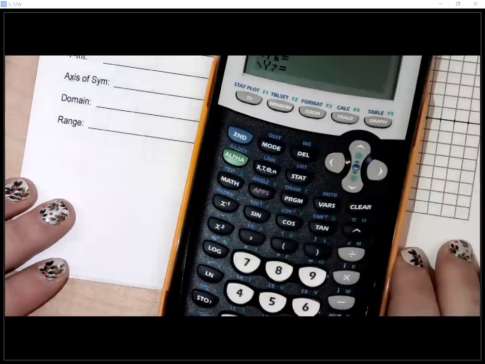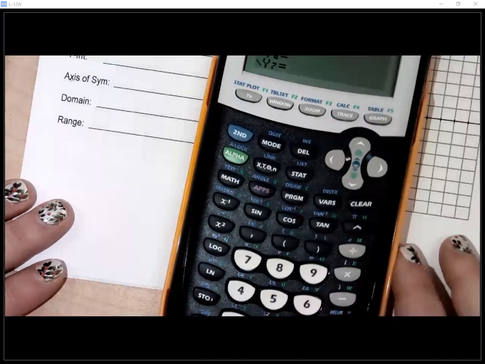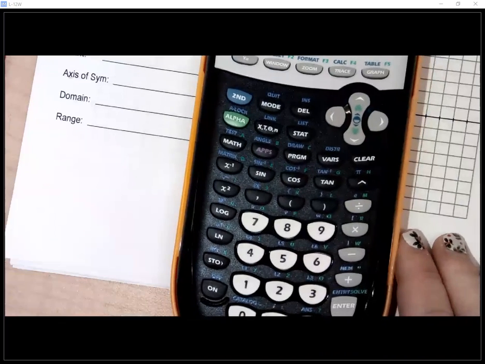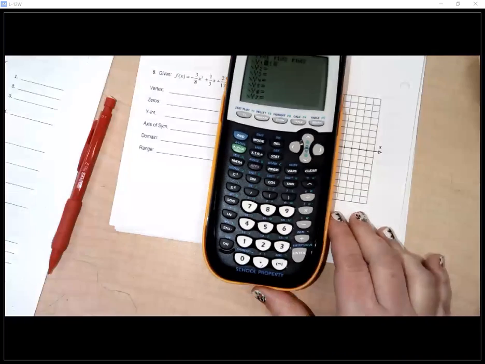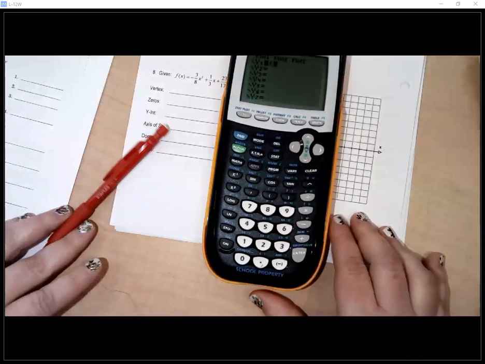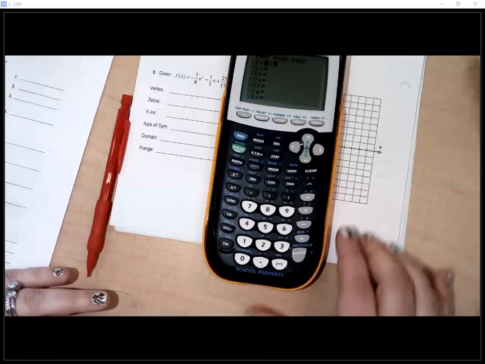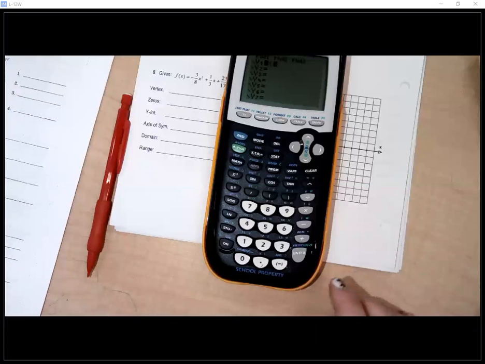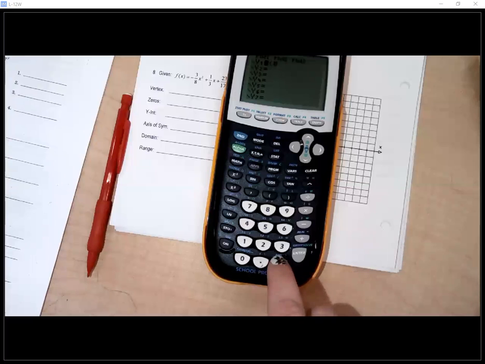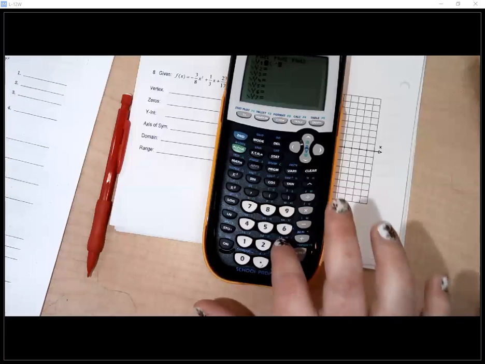So which is the negative button? Where's that? It's not the same as the minus key, right? Jake, where is it? It's on the bottom row as a negative symbol in parentheses. Yes, the one underneath the 3. Anytime you want to type in a negative, that's the key you have to use. If you use minus, it's going to give you an error. So -3/8, so 3 divided by 8, and then close the parenthesis.